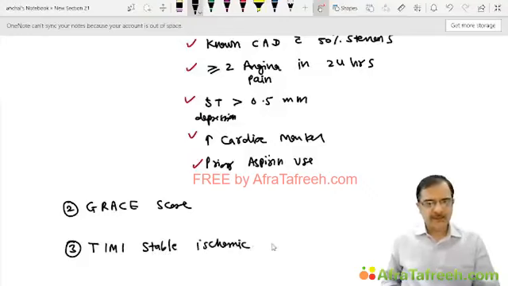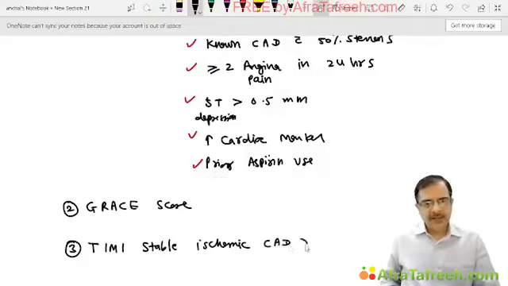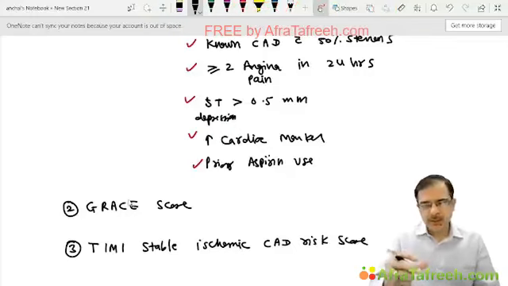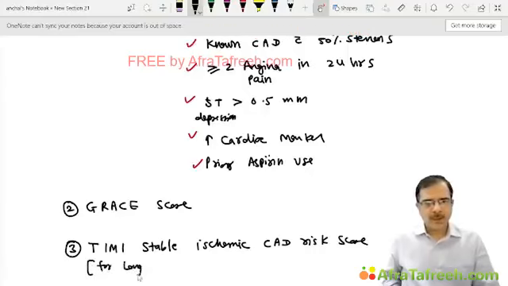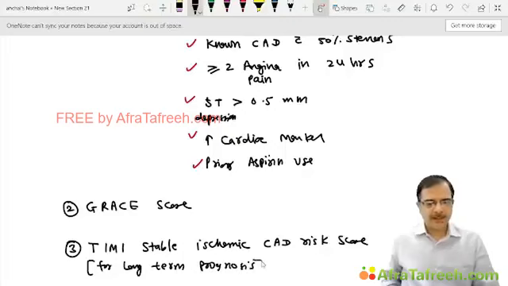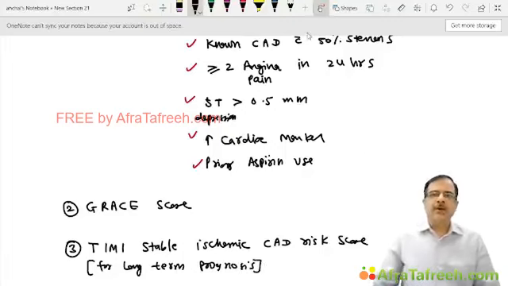stable ischemic CAD risk score. The first two scores are for short-term risk or short-term mortality, while number three is for long-term prognosis.